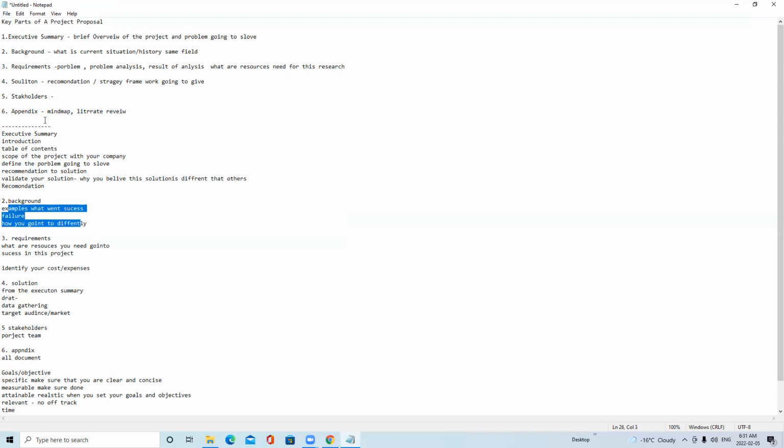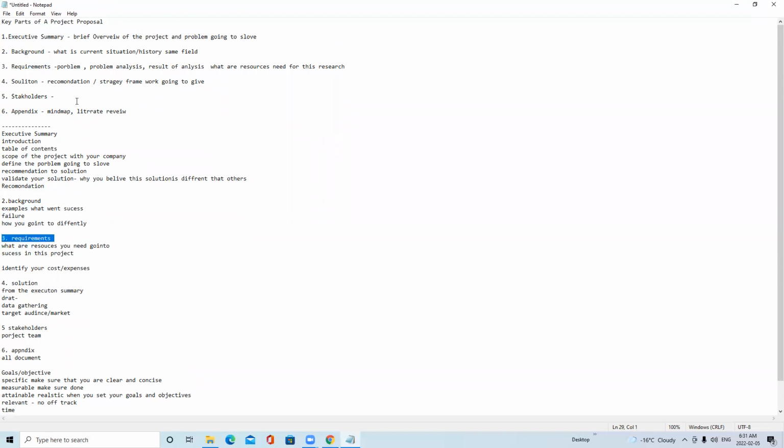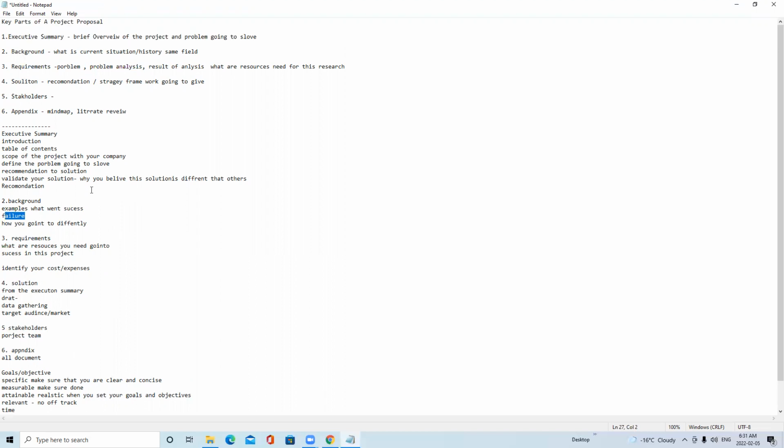Once the background is finalized, you come to the requirement phase. The requirement phase is where you tell the problem: what is the problem, and you have to identify what you are going to resolve here, right? From that you do your problem analysis, which is connected with the background. There you give the example, and here you briefly explain.